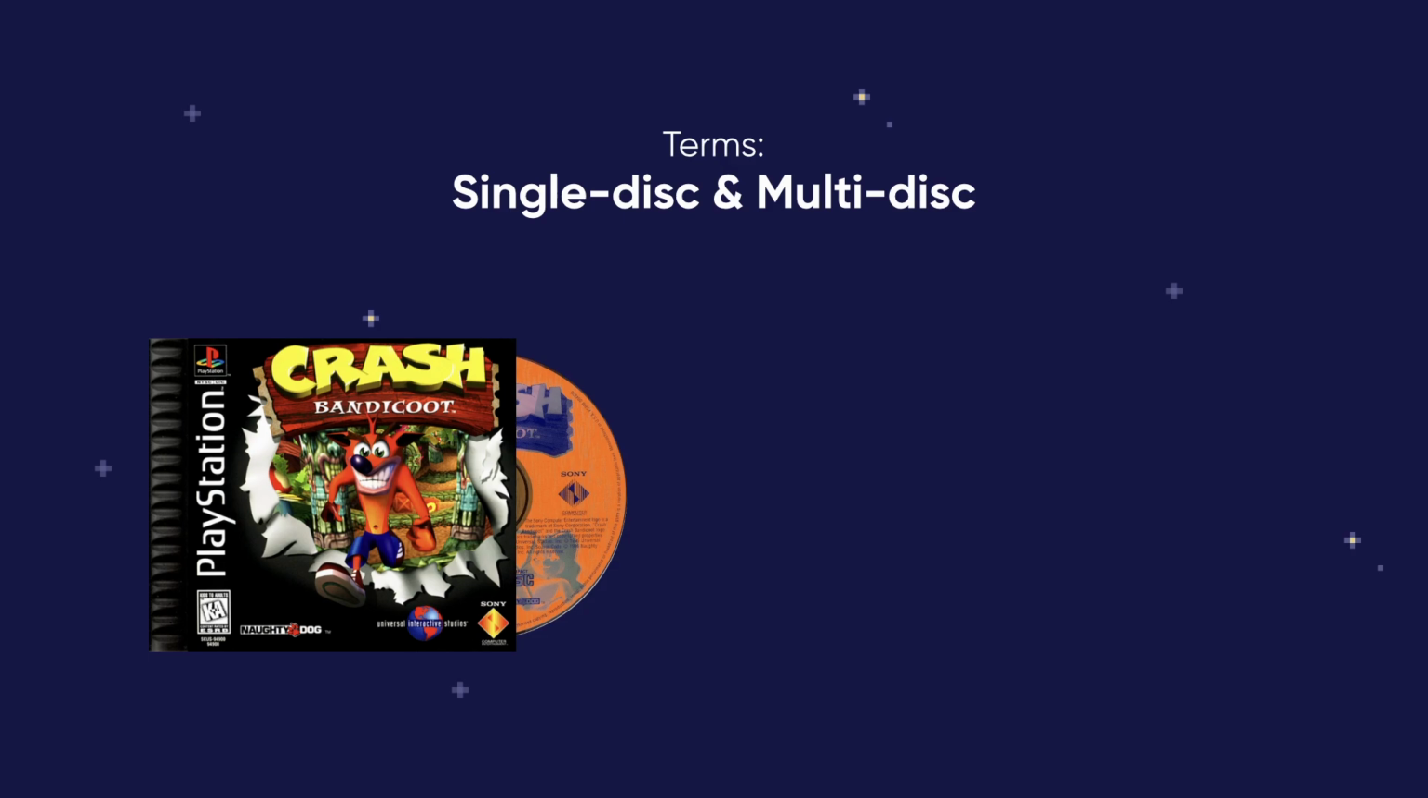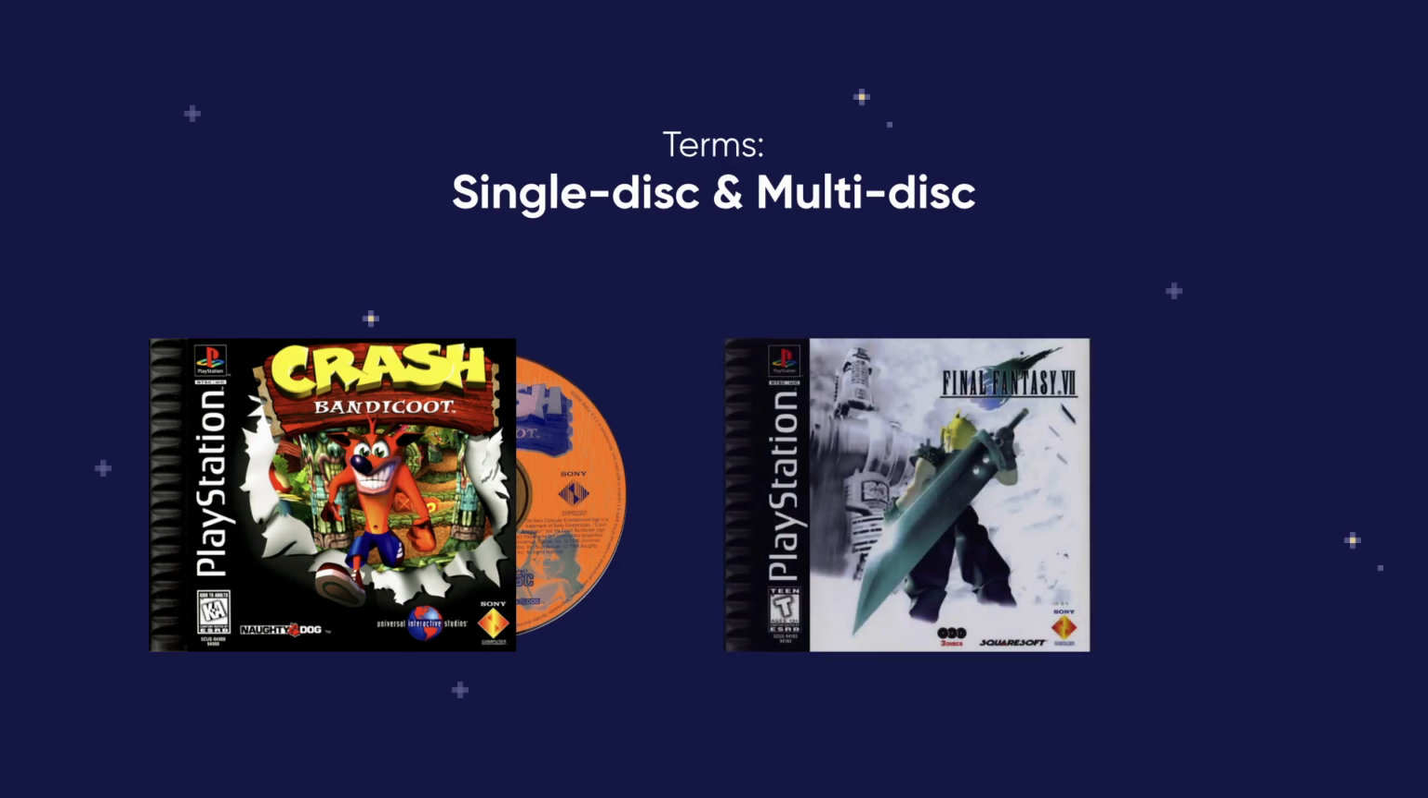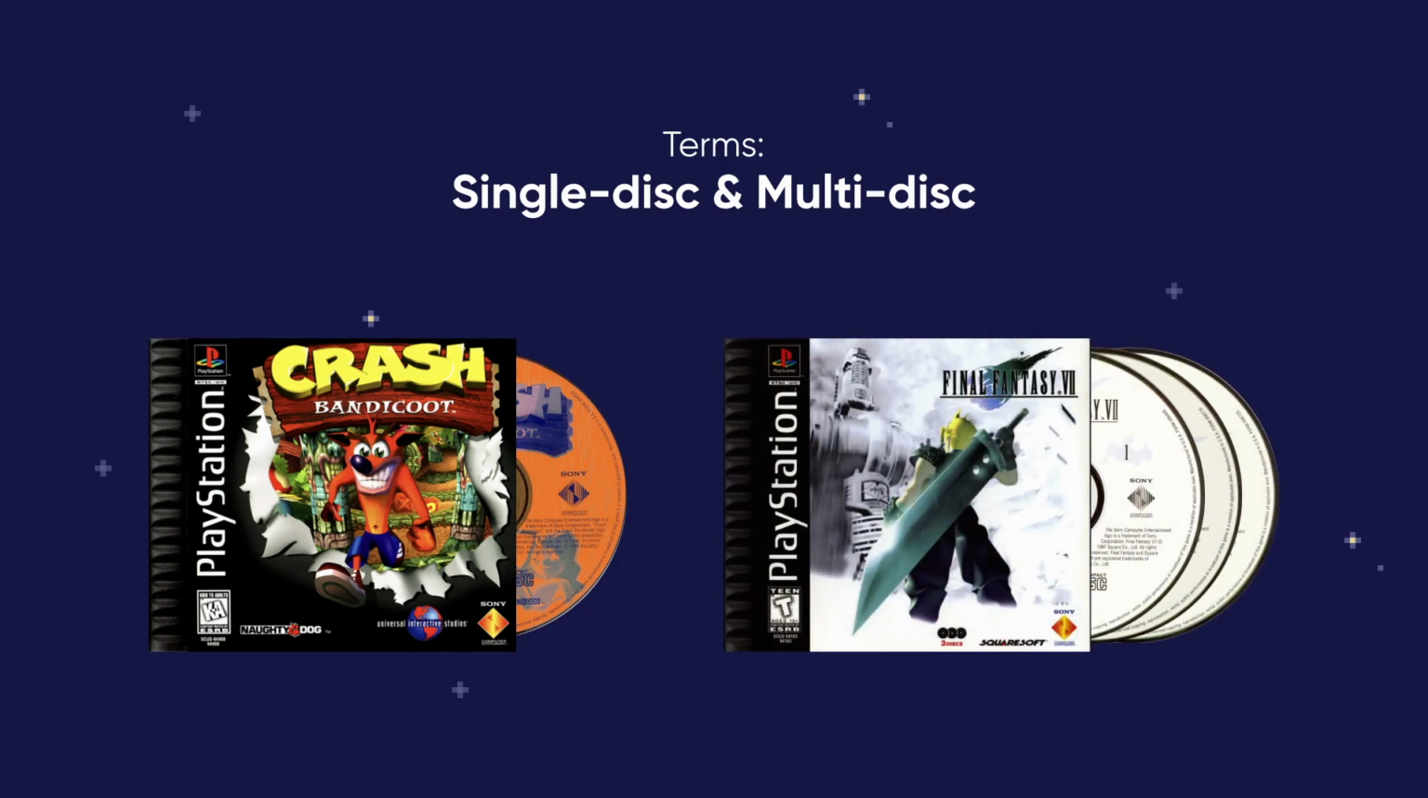Now, multi-disc games are similar, but they obviously came out on multiple discs. The big difference here is that instead of a single cue file, you're going to see multiple cue files. So in the case of Final Fantasy VII, this game would have three cue files, one for each disc, and then multiple bin files associated to those. It's super important to know the difference because in the next part of this video, I'm going to ask you to make a choice, and that choice will determine what you learn next.